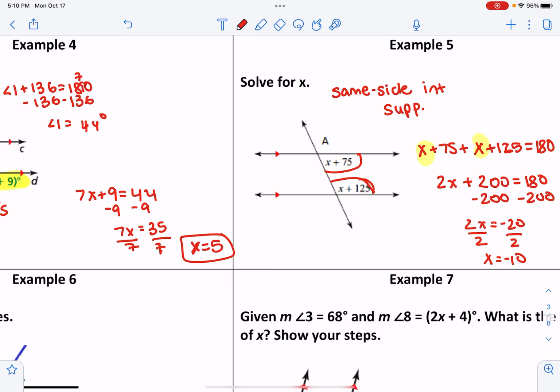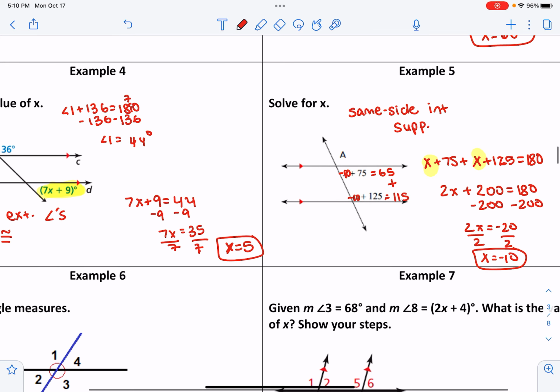X equals negative 10. All right, so let's see if we did it. Let's check our answer. Well, negative 10 plus 75 is 65. Negative 10 plus 125 is 115. Supplementary, yep, 65 and 115 add up to 180 degrees.